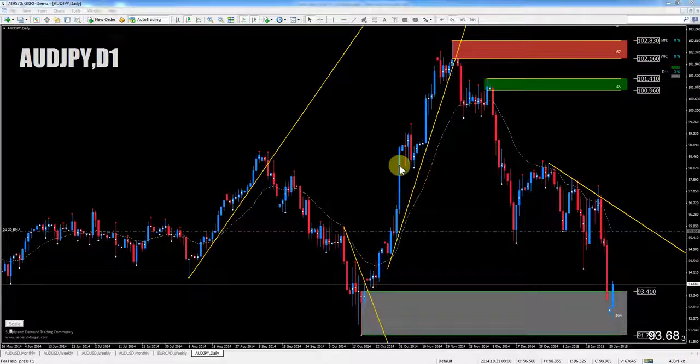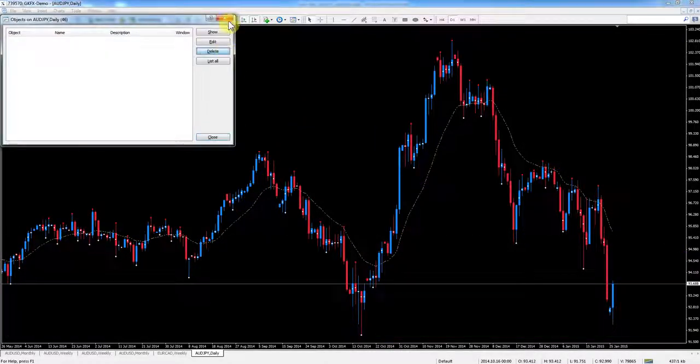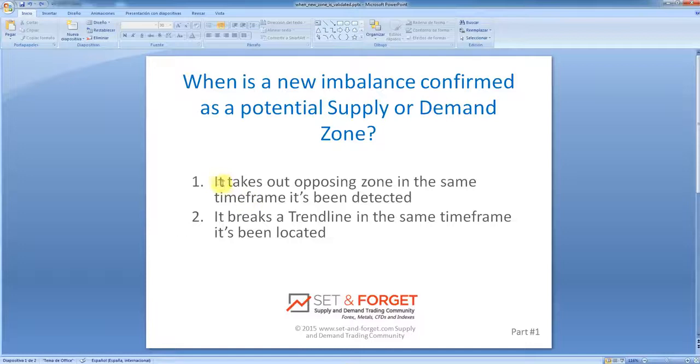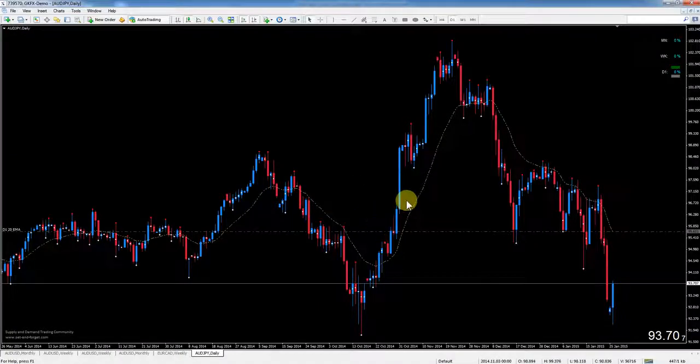That is the trend line break. Okay. Then we've got, let me remove these objects. Then we've got the first option, a scenario. It takes out an opposing area. Okay, if we are talking about demand areas, we need demand areas to remove opposing areas of supply.